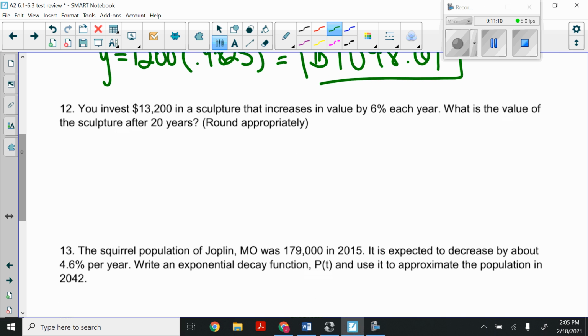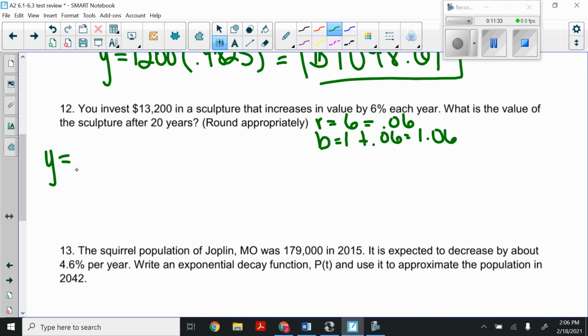Number 12, you invest $13,200 in a sculpture that increases in value. So this is an exponential growth by 6% each year. So here my rate is 6 as a decimal, 0.06. So this time my B is my growth factor. I add 1 to it. So 1 plus 0.06 gets us 1.06.